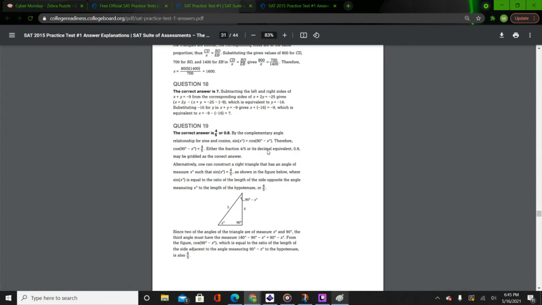Alternatively, one could construct a right triangle that has an angle measure of x such that sine of x is equal to 4/5. Shown in the figure below, where sine of x is equal to the ratio of the length of the side opposite the angle measuring x to the length of the hypotenuse, or 4/5 in this case. Since two of the angles in the triangle measure x and 90, I'm just skimming it, not reading it aloud.